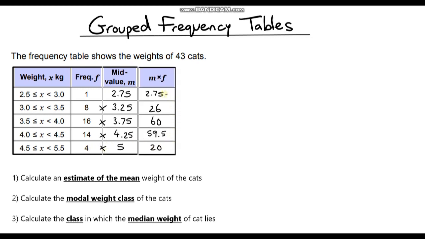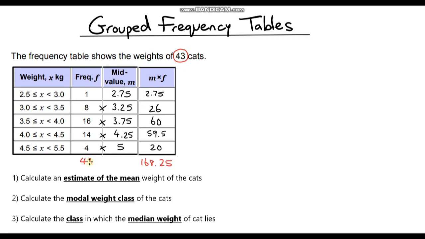So now we've got the total weight for each category. To work out the weight of all of the cats in total, we can just add up all of these values. And when we do that, we get 168.25 kilograms. So this is the total weight of all of the cats. Now to work out the mean, we just need to divide this value by how many cats we've got. We could add up all of these frequencies, but I can see in the question it says there are 43.